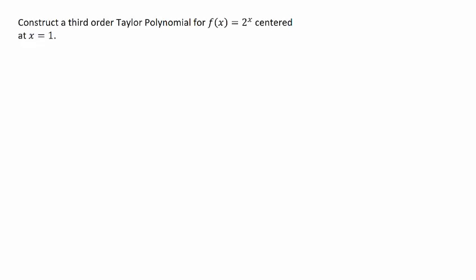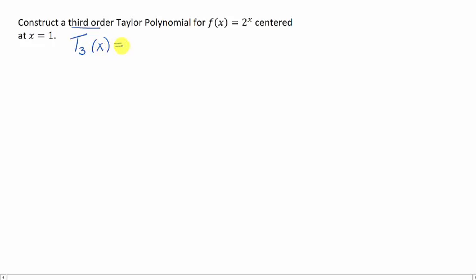Hi, and welcome to a video on constructing a third order Taylor polynomial for f of x equals 2 to the x, and we're going to center this Taylor polynomial at x equals 1. So the first thing we're going to do is write down our template for our Taylor polynomial. Since it's a third order, we're going to write T sub 3, just indicating that that's a third order.